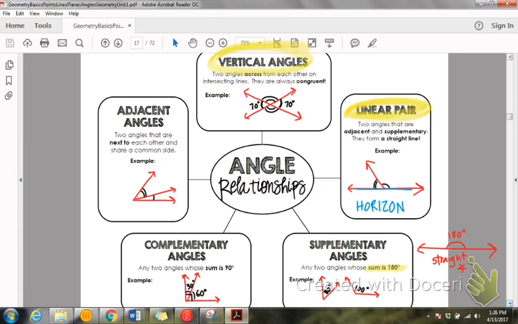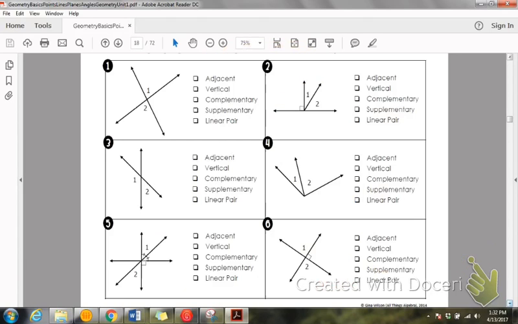Okay, on the next page, we're going to do a quick inventory of types of angles. So you're going to have to flip back and forth. It says select all that apply. So in number 1, we have angle 1 and 2. Someone raise your hand. What do you know about angle 1 and 2? What kind are they? Someone I haven't heard. Sharmini.